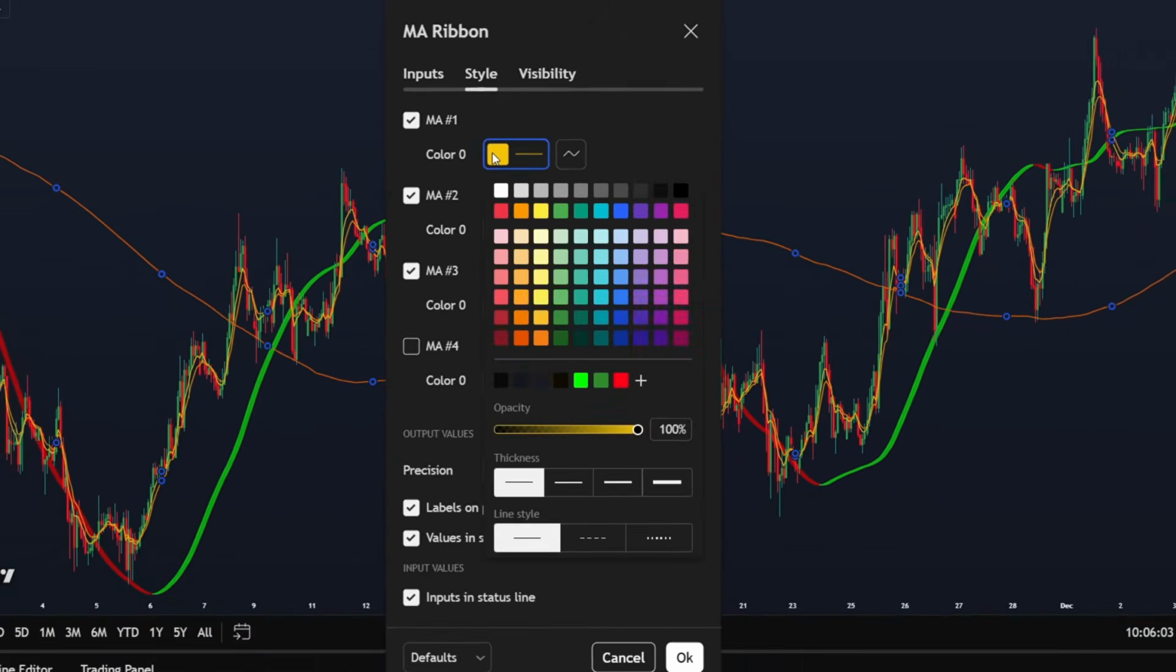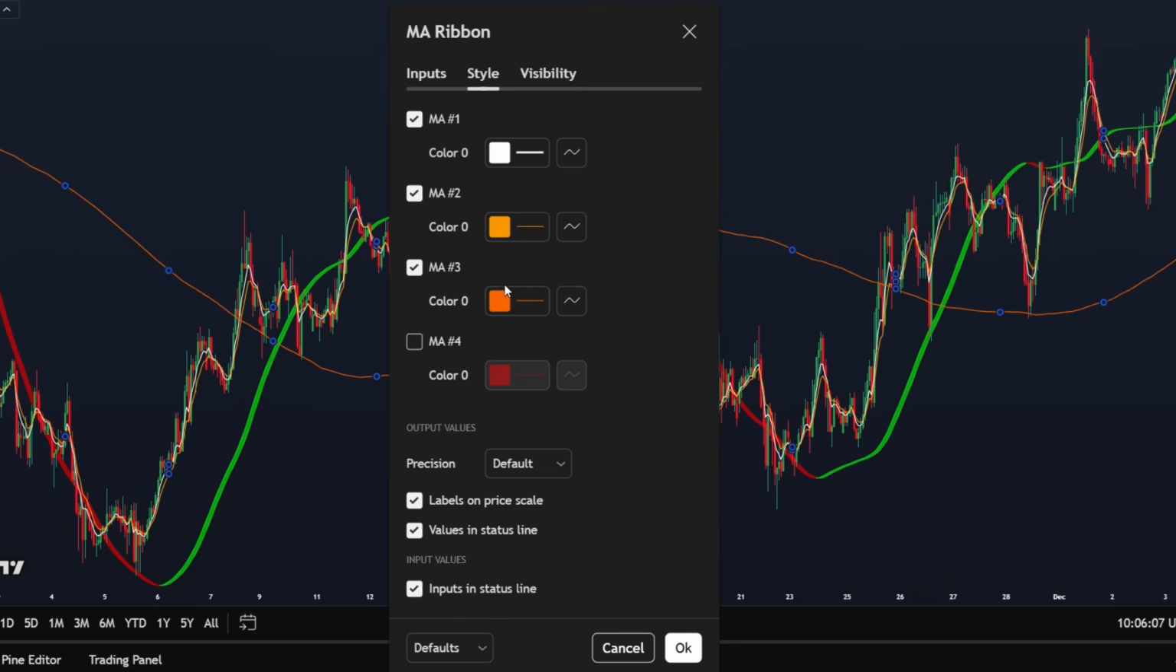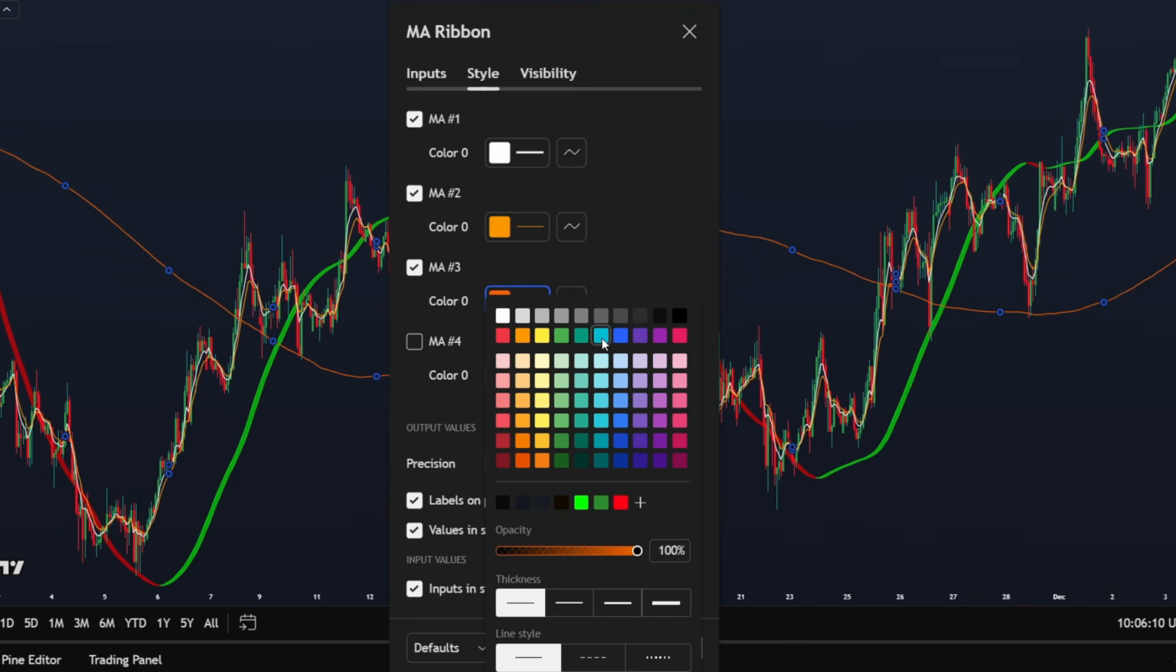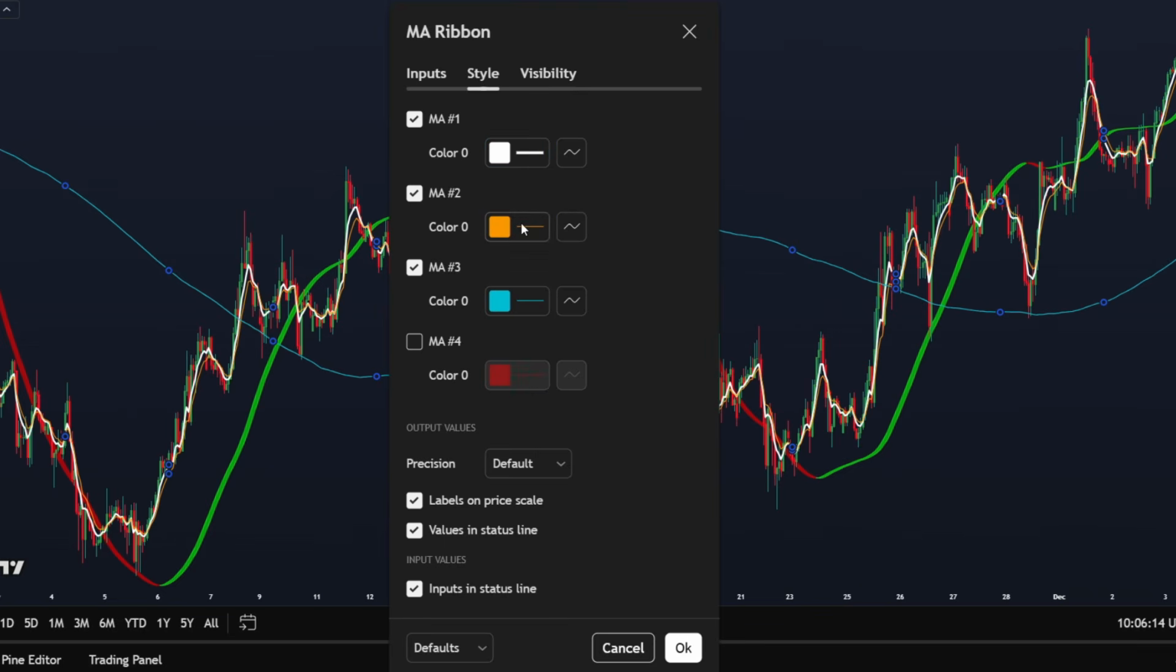Then we assign colors to keep the chart readable. Go to the Style section and change the color of the EMA 5 to white. The EMA 8 should be orange, and the SMA 200 should be blue. Finally, increase their thickness so they're clearly visible.